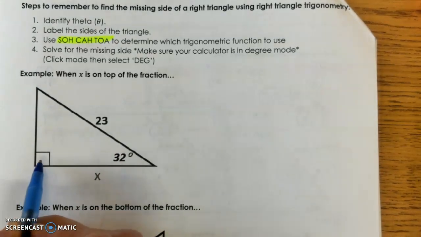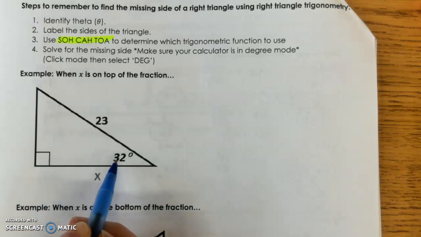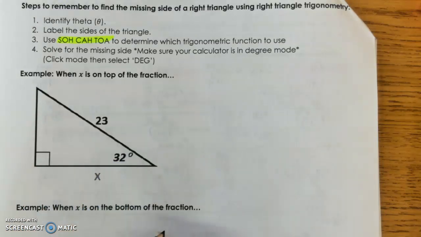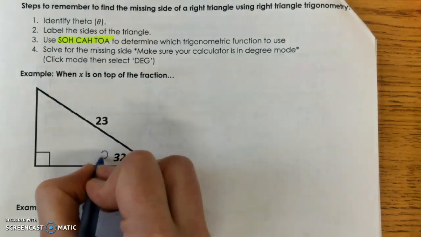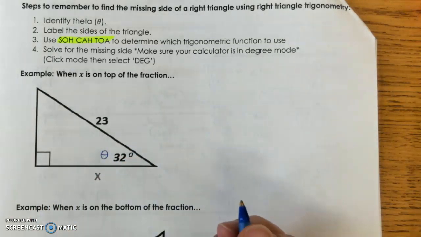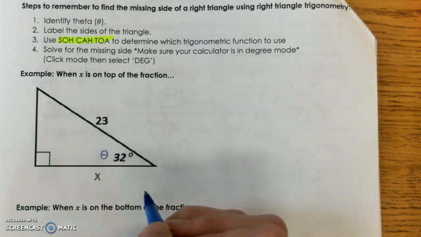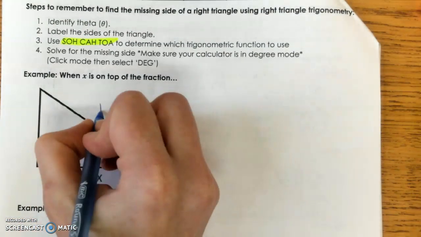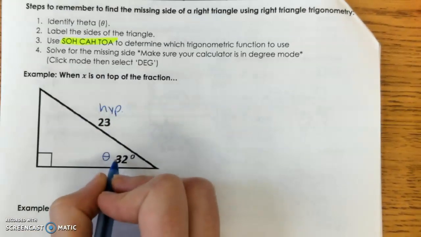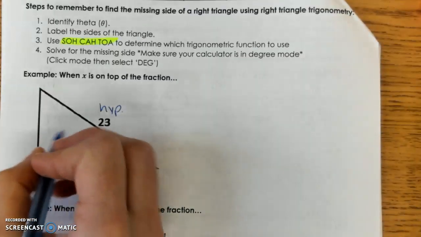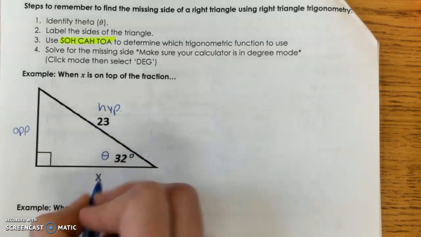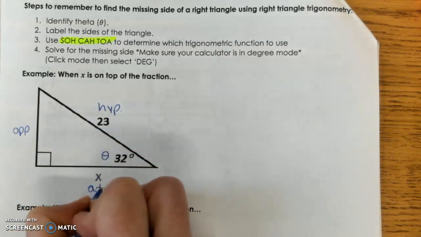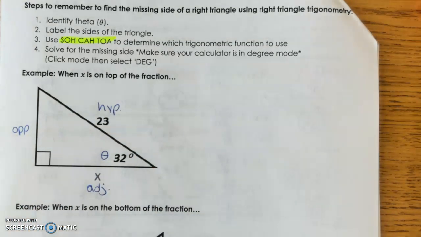All right, I'm given the right angle, and I'm given the angle 32 degrees. So if I'm given any information about an angle, that's automatically going to be my theta. So 32 degrees is my theta. From here, I can label everything. I know right here across from the right angle is going to be my hypotenuse. I know opposite of theta is over here, and that makes this side right here my adjacent side.